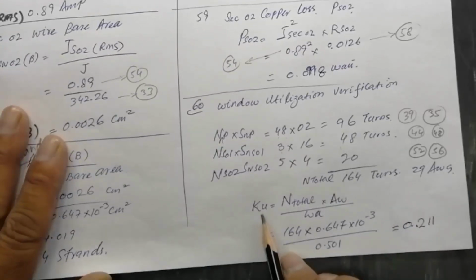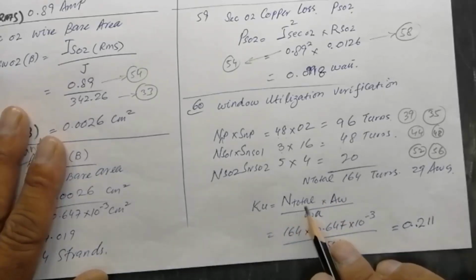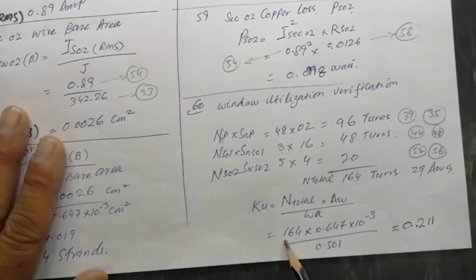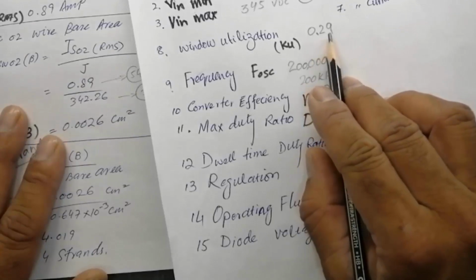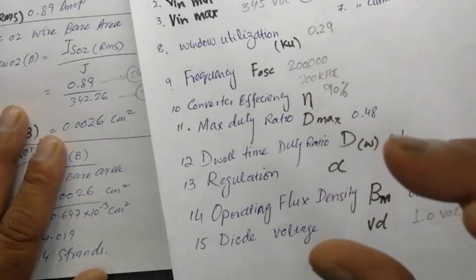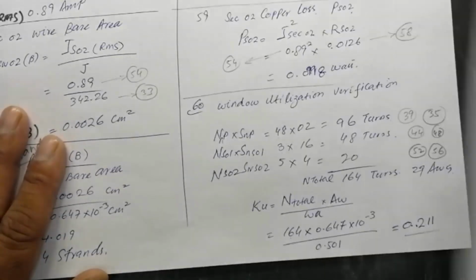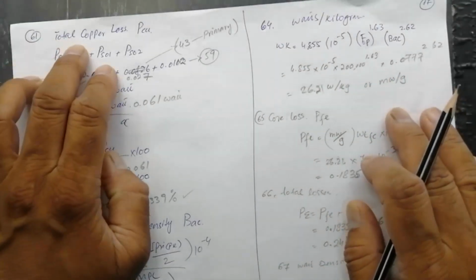KU, to find the KU factor, window fill factor, N total, number of turns total, wire bare area, window area. 164 turns, this is 29 number gauge bare area, and 0.501. 0.501 is window area. So our window utilization is 0.211. We calculated it 0.29. That means the transformer window is still free. So it is good. Now we have to calculate total copper loss.